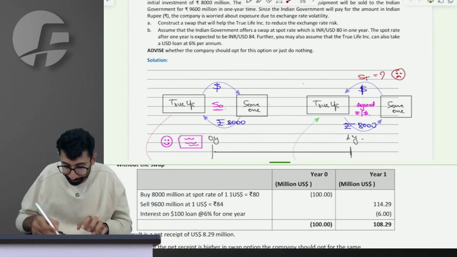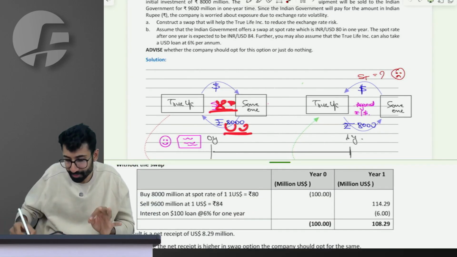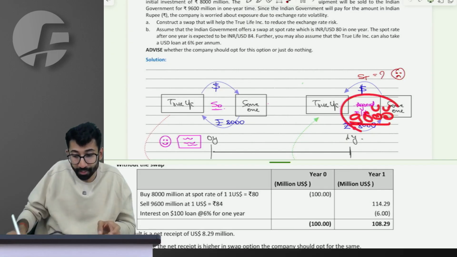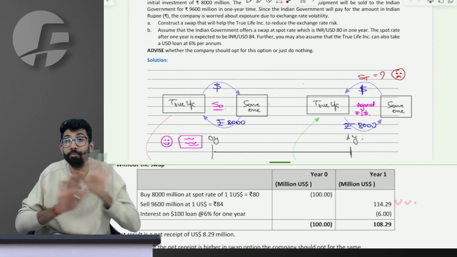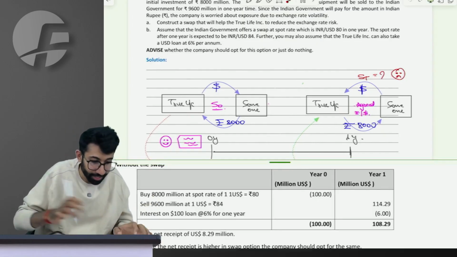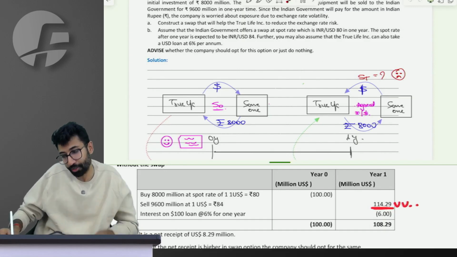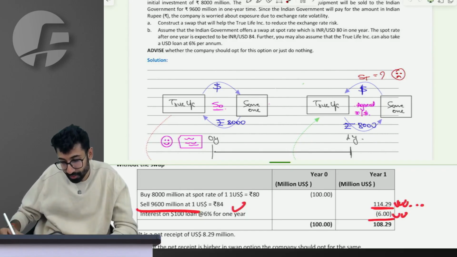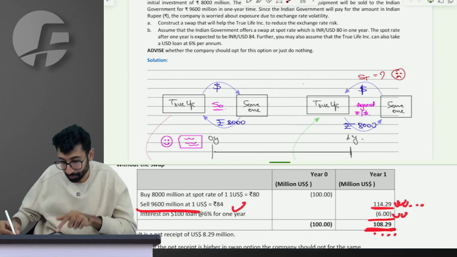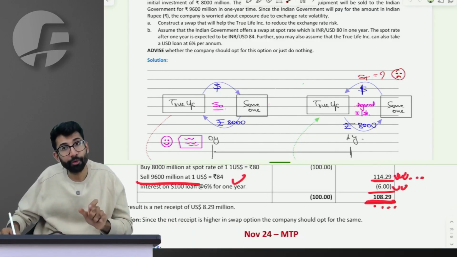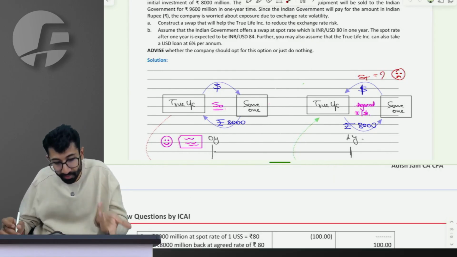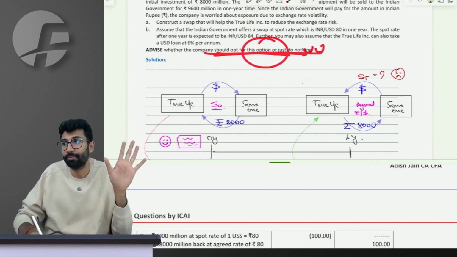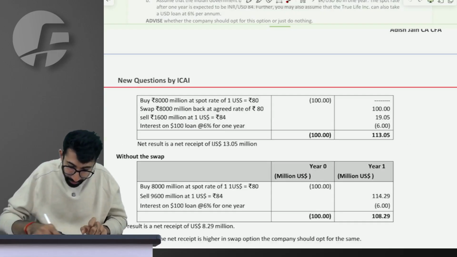However, if I don't do the swap, 8,000 rupees purchased at the rate of 80, $100 million outflow. The entire 9600 will be sold at a rate of 84 in the market because there is no swap agreement. 9600 divided by 84 is 114.29 on a rounded off basis. So when I sell this amount at this rate, inflow is this and interest of 6 is there, overall inflow is 108.29 USD million. Here inflow is 113, here inflow is 8.29. So due to the swap, it is a better scenario. So I should opt in to the swap offered by the Indian government. This is the solution to this question.